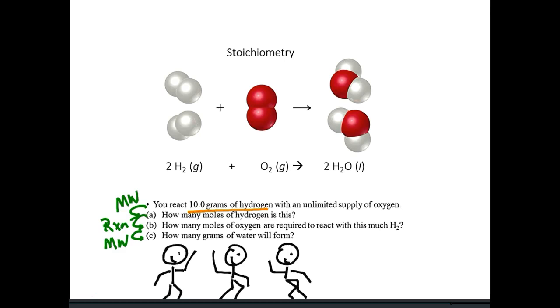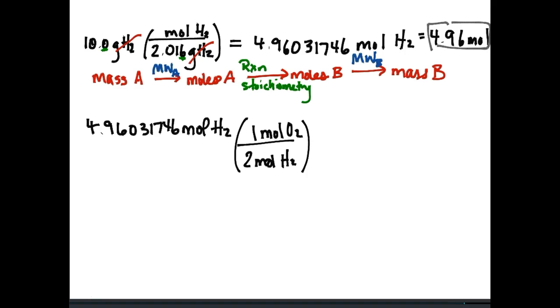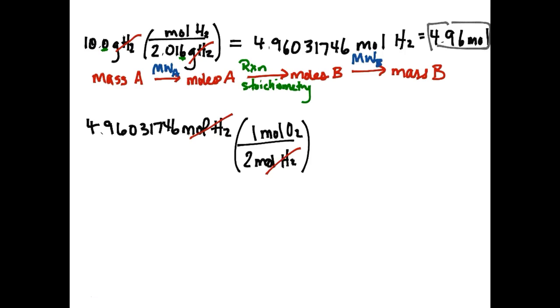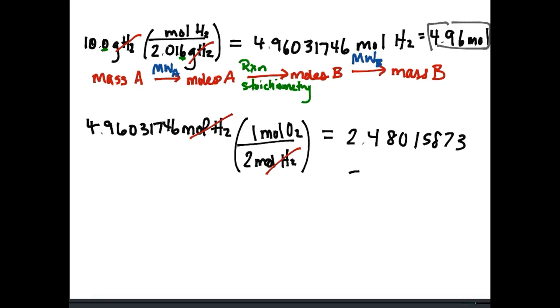And I need to go back and look at the reaction stoichiometry. So I'm trying to figure out how many moles of oxygen are required to react with this much hydrogen. I can see that there is 1 mole of oxygen required to react with every 2 moles of hydrogen. So I take my moles of hydrogen, and this is the stoichiometric ratio, 1 mole of oxygen for every 2 moles of hydrogen. I put 2 moles of hydrogen on the bottom so that it will cancel with moles of hydrogen over here. That's going to cancel and give me moles of oxygen. So I only need 2.48 moles of oxygen. I'm going to round that to 3 sig figs again and circle it, and that's my answer to part B.